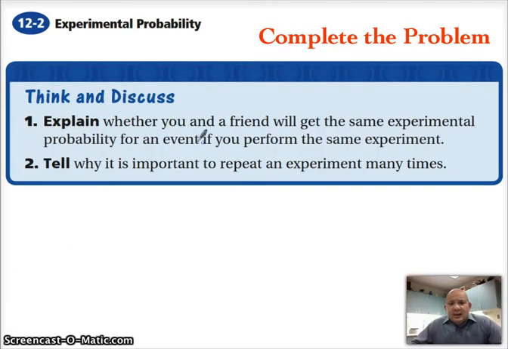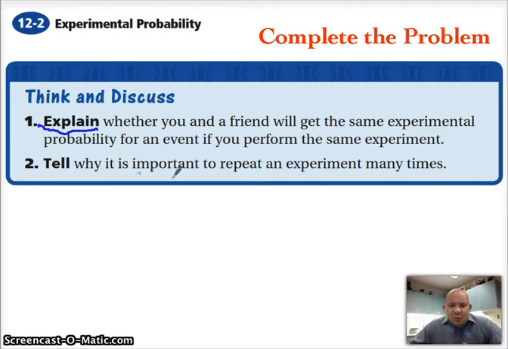Your turn to go ahead and complete the problem. Here it says explain, and that's important. You're explaining. It's not just an answer. You're explaining what you're thinking. Explain whether you and a friend will get the same experimental probability for an event if you perform the same experiment. Suppose you perform a flip of a coin, or 20 flips of a coin, or 400 flips of a coin. Would you get the same result as your friend who would do this exact same experiment?